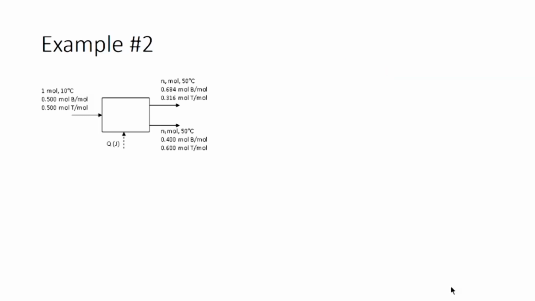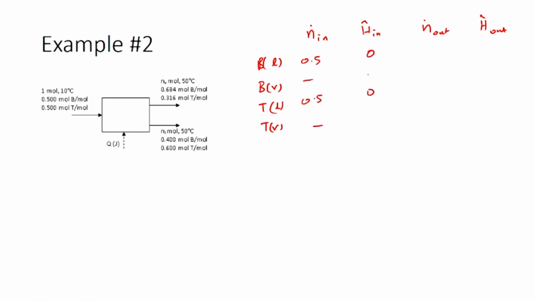Once we perform all the calculations, the enthalpy table can be completed and it would look like this. You would have benzene liquid, benzene vapor, toluene liquid and toluene vapor. You have inlet flow rates and H cap in, and outlet flow rates and H cap out. So, when we fill the table it will be 0.5, 0.5, and you do not have anything coming in here, and these values would be 0 because of the reference states, and you have 0.259 moles of benzene liquid leaving the system and 0.241 moles of benzene vapor leaving the system.